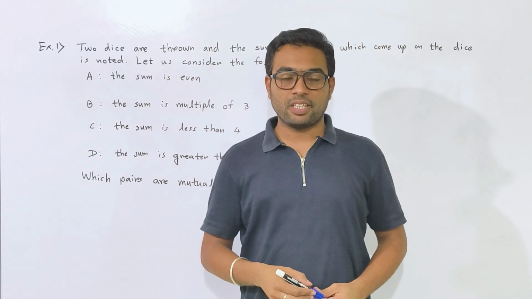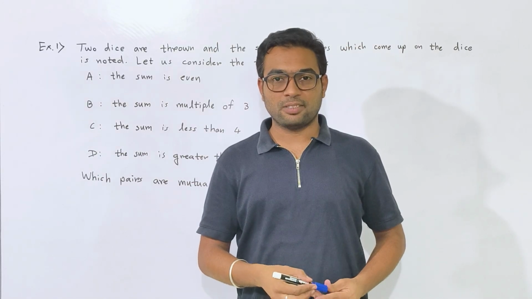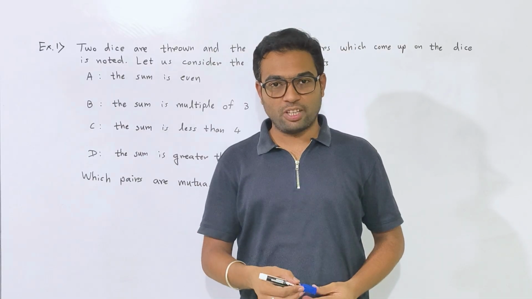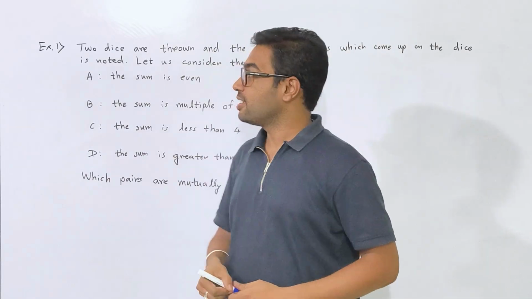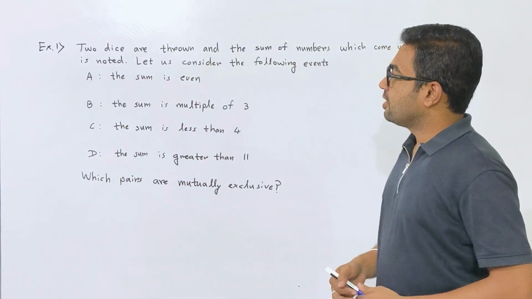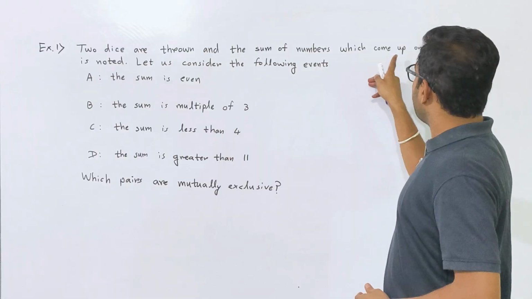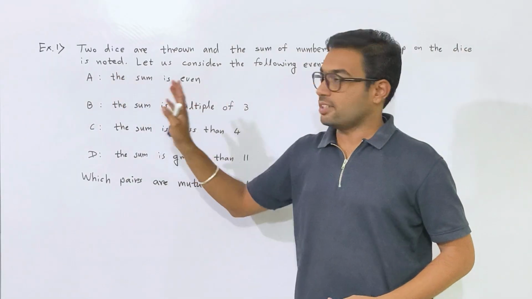Hello everyone. In this video we are going to discuss some examples based on the topics which we covered in the last video, that is mutually exclusive and exhaustive events. Let us go through this example. Two dice are thrown and the sum of numbers which come up on the dice is noted.